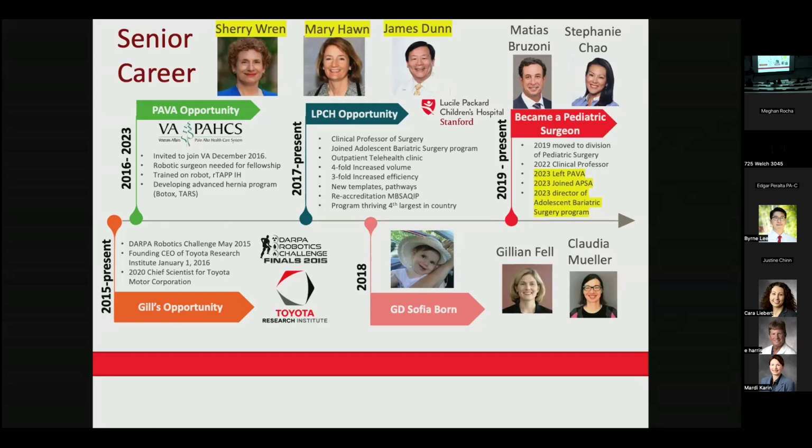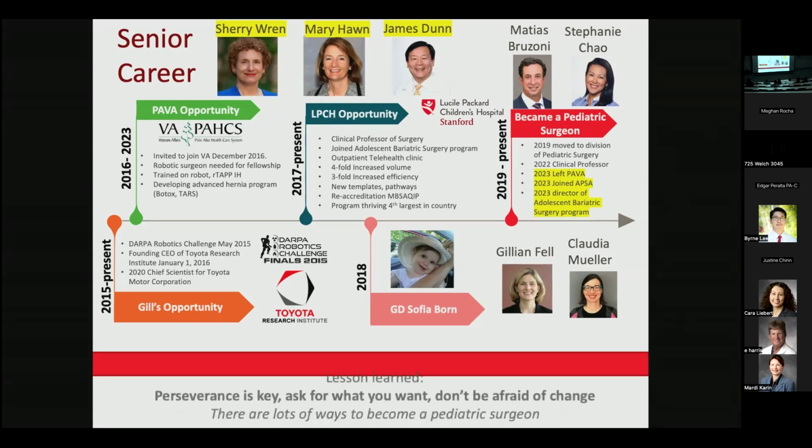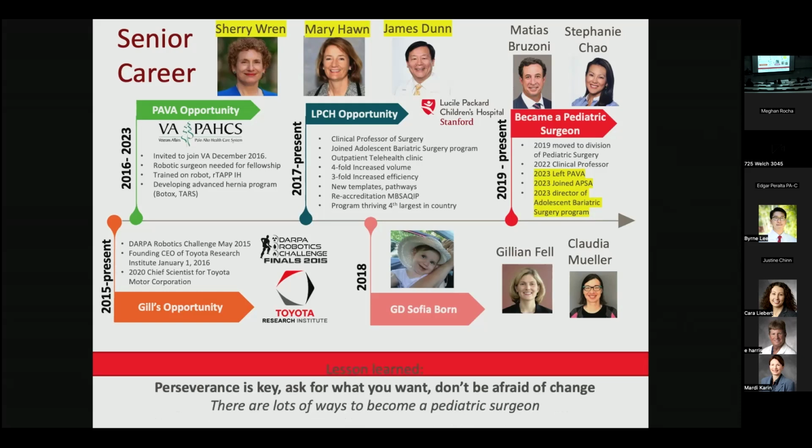And last year, I left the VA. I joined APSA, which is the American Academy of Pediatric Surgery, or whatever it is. And Dr. Matthias Brazzoni, who was running the program, left. And Stephanie and Gillian Fell and Claudia Mueller all pitched in to help me run the program. And so now I'm a pediatric surgeon. I made it. And I'm very happy about it. So I know it's silly, but I learned that perseverance is key. It took me 55 years to get there, but I got there.